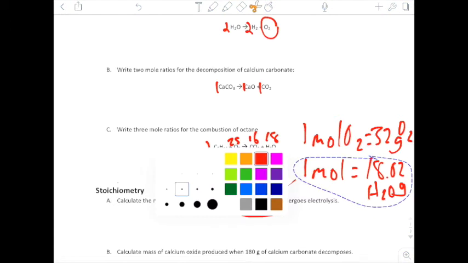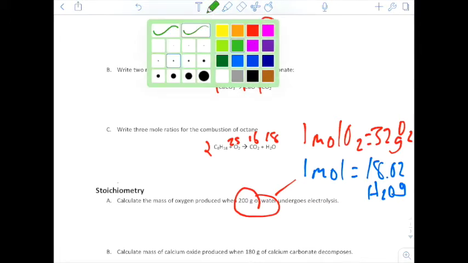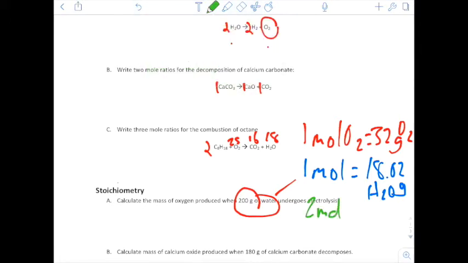So we know that it's water. And then lastly, we need a mole ratio between these two. So oxygen and water, we have a 1 to 2 ratio. So meaning we have 2 moles of our good old water for every 1 mole of oxygen.